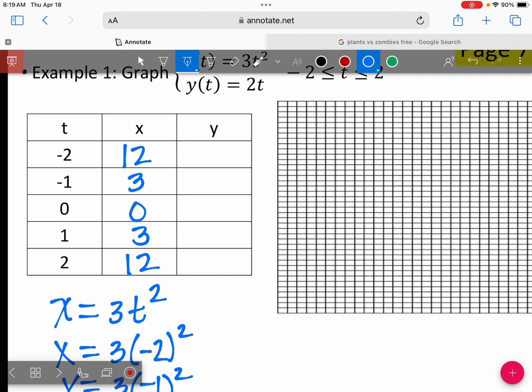So how do you think we're going to find our next column? What are we going to do with those 5 numbers? Plug it into your Y parameter, which is easier because you're just multiplying these numbers by 2. Because for Y, it says you just take 2 times T. So you have 2 times -2, 2 times -1, 2 times 0, 2 times 1, and 2 times 2.